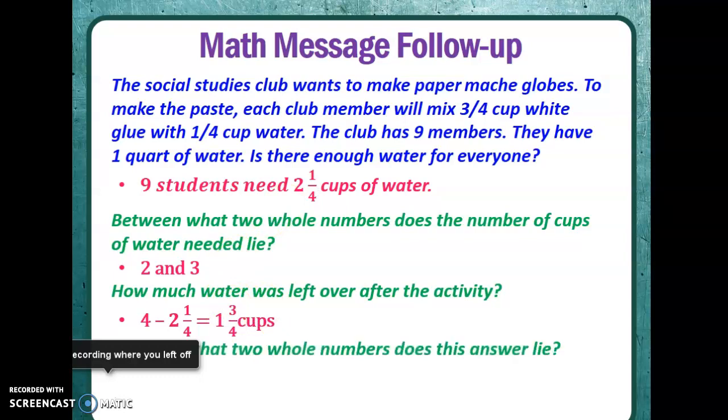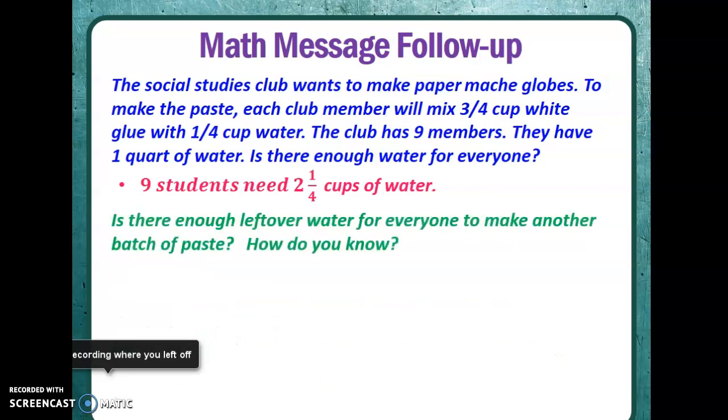And between what two whole numbers does this answer lie? So pause the video one more time. Decide between what numbers is 1 3/4. Okay, so on a number line, you would write 0, 1, and then you would write 1 3/4 before you would get to 2. So your answer is between 1 and 2.